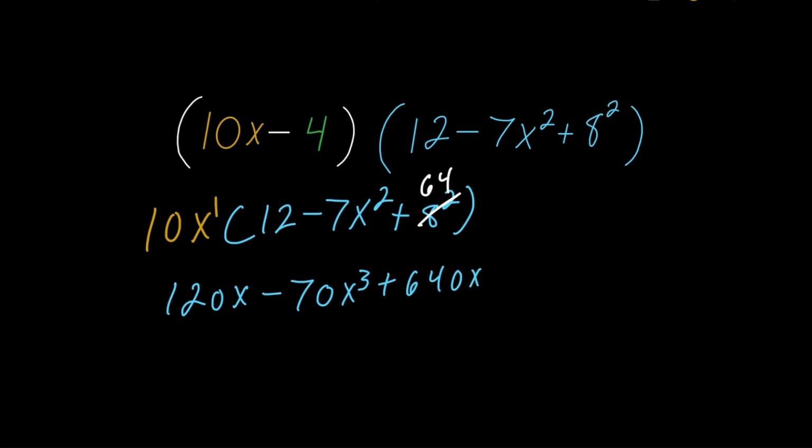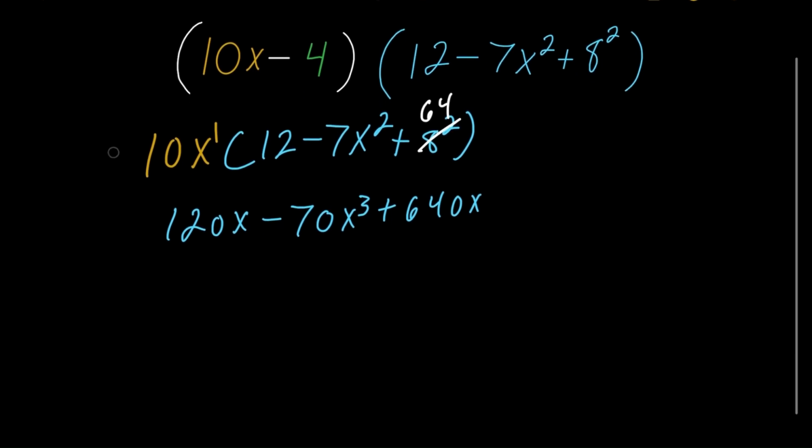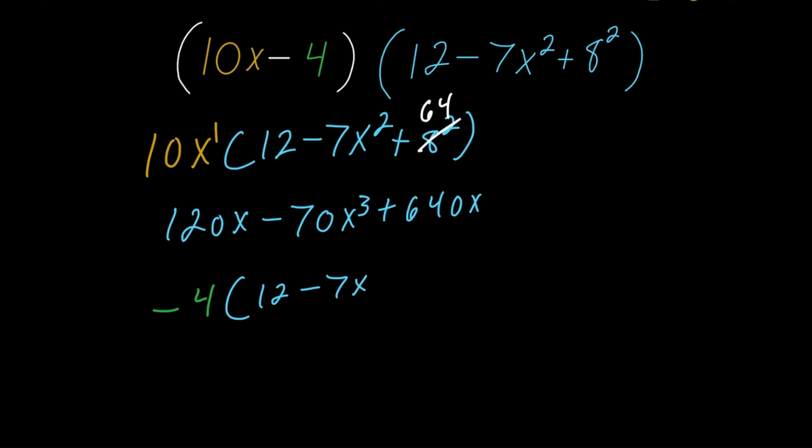All right, great. Now we've successfully multiplied 10x by this trinomial, and now we need to multiply negative 4 by this trinomial as well. So let's go ahead and do that. Let me scroll down a little bit, and I'm just going to rewrite this exact same thing. I'm going to go negative 4 multiplied by, and I'm going to rewrite that trinomial, 12 minus 7x squared plus, and we can just write in 64 instead of writing 8 squared.